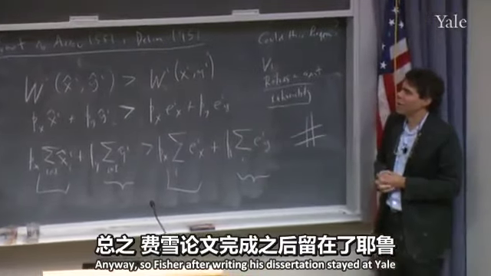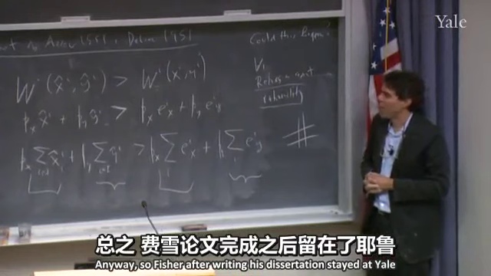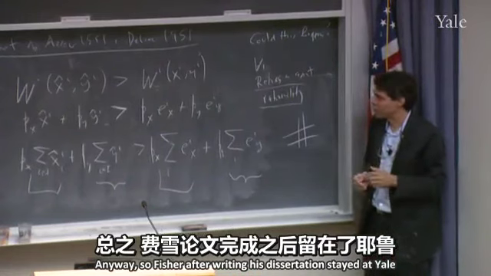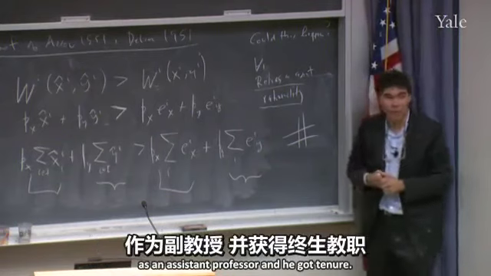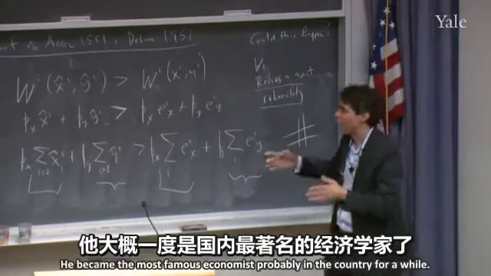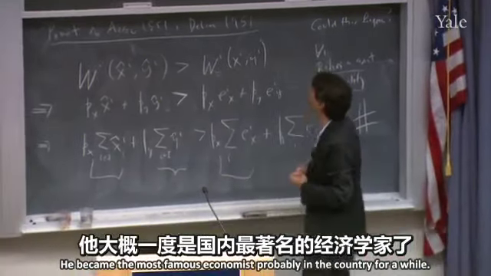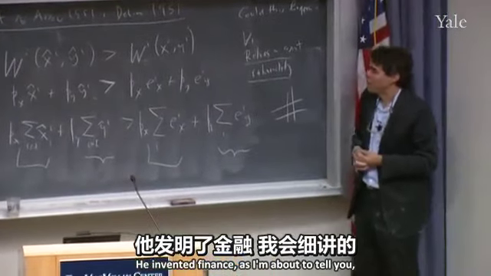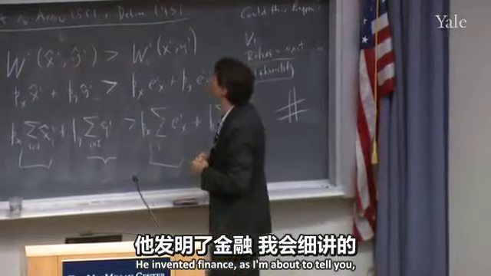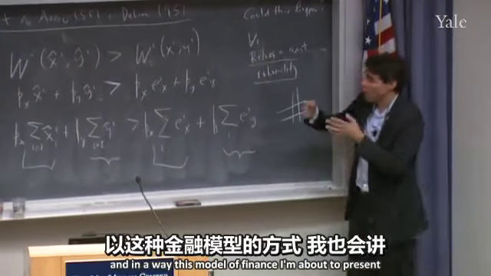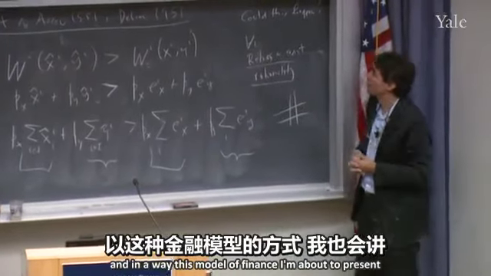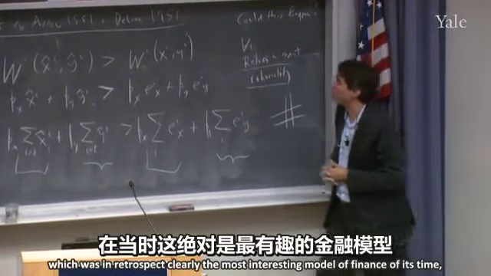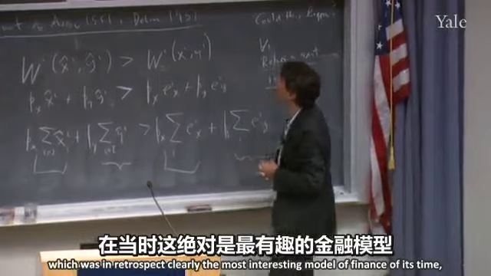And anyway, Fisher, after writing his dissertation, stayed at Yale as an assistant professor and got tenure. He became the most famous economist probably in the country for a while. He invented finance, as I'm about to tell you, and this model of finance I'm about to present was, in retrospect, clearly the most interesting model of finance of its time.